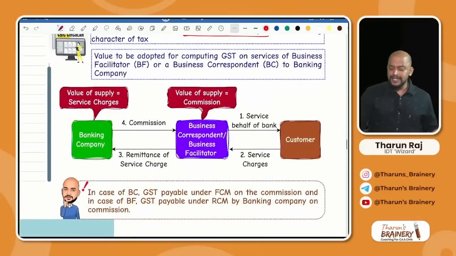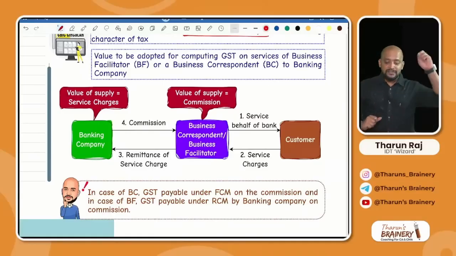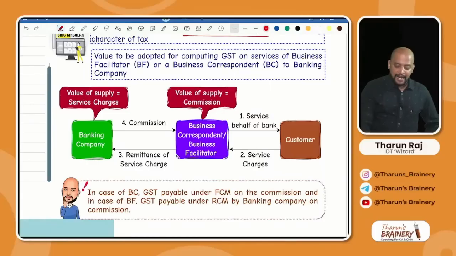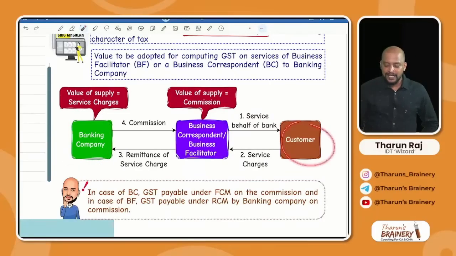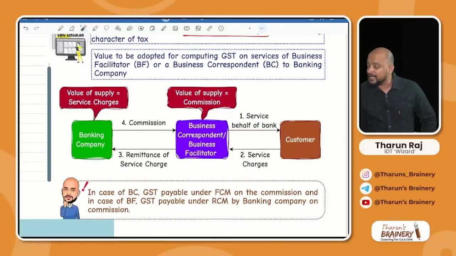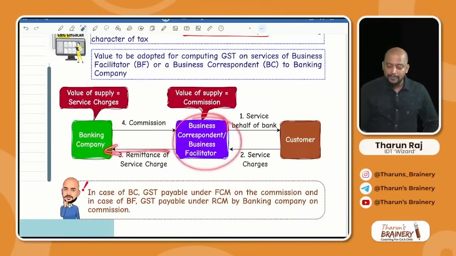Then next, we learn business facilitators and business correspondents. Who are business facilitators and business correspondents? Agents of the bank. And what do they do? They will provide the services on behalf of the bank and collect the service charges from the customers, and they will be paying it to the bank. Say this: there is a banking company, there is a business facilitator or correspondent and a customer. On behalf of the banking company, the business facilitator or correspondent will provide the services to the customer and will receive the service charges. Is it clear? And these service charges will be remitted by the business facilitator or correspondent to the banking company, for which the banking company gives the commission.